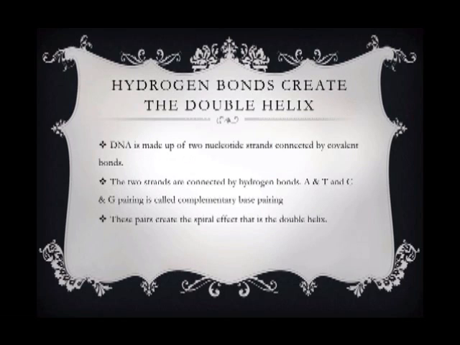Okay, hydrogen bonds create the double helix. DNA is made up of 2 nucleotide strands connected by covalent bonds. The 2 strands are connected by hydrogen bonds. Adenine and thymine and cytosine and guanine pairing is called complementary base pairing. These pairs create the spiral effect that is the double helix.